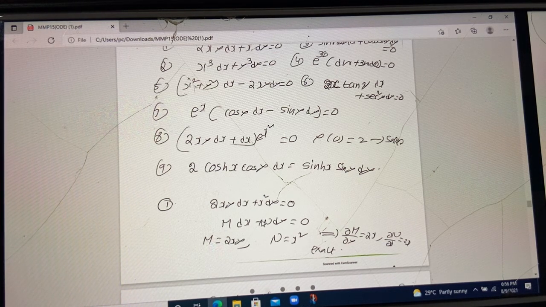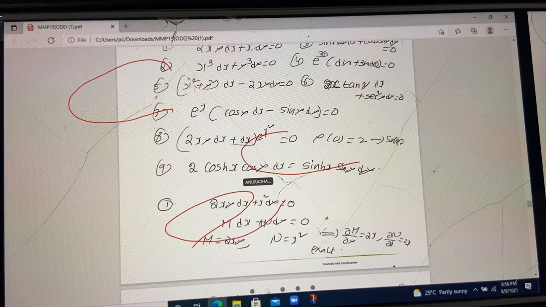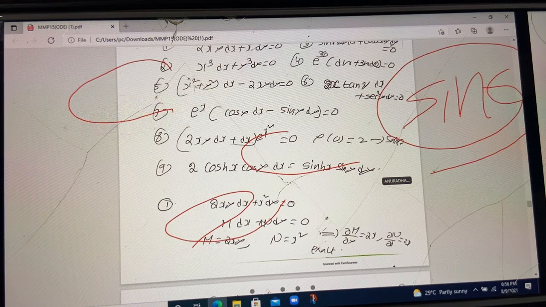But they ask you, what is the integrating factor for an exact equation? Then the answer is: any constant c is an integrating factor. e to the power of c is an integrating factor. sin c, anything, any constant function is an integrating factor.